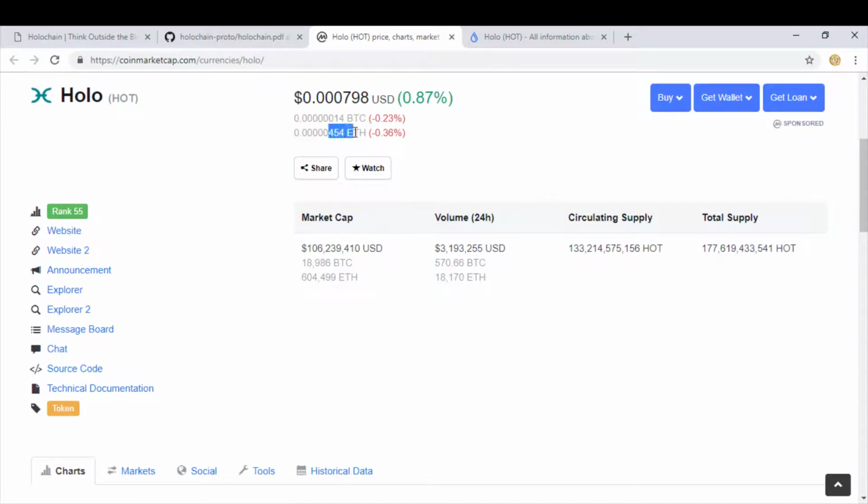454 Etoshis, 454 Etoshis, and 14 Satoshis. So 14 Satoshi as a coin is something very cheap, but if you see the supply, the supply is around 177 billion. Since the supply is high, the price is low.